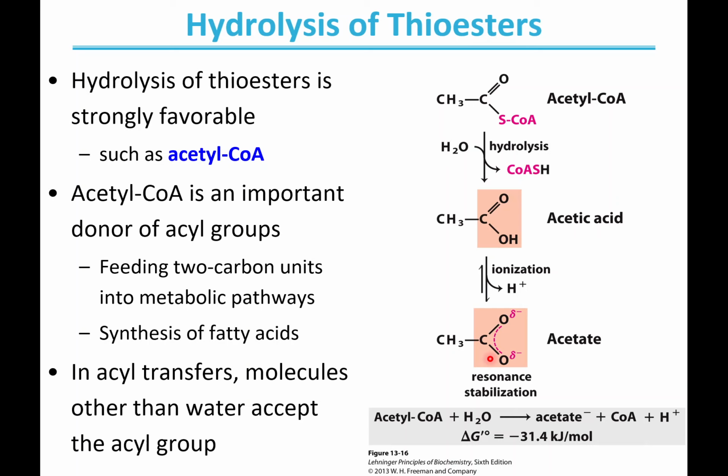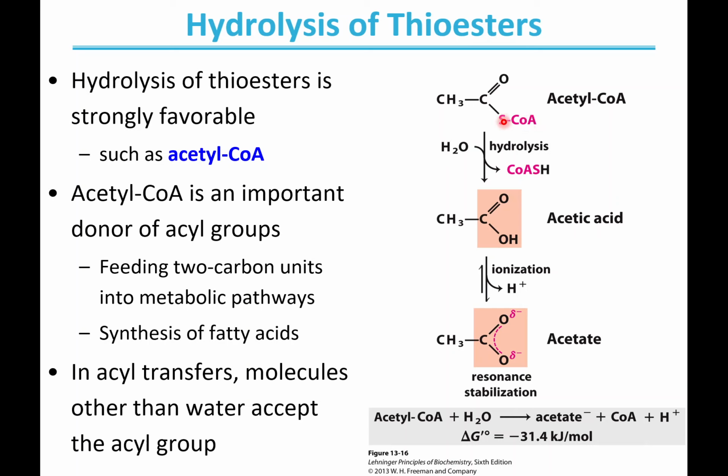Some other high energy molecules include molecules that have sulfur groups. Those are also known as thioesters. They have a sulfur group connected to a carbonyl, which would be a thioester. One of those is acetyl-CoA. CoA stands for coenzyme A, a very long molecule. Its exact structure is not important to us, so we abbreviate it as CoA, coenzyme A.